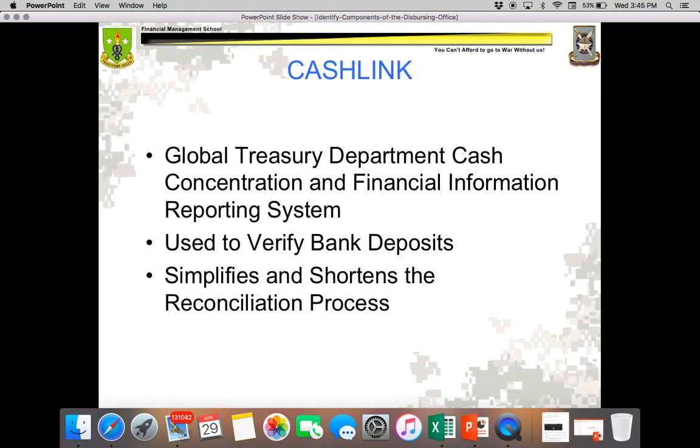CashLink is a system to verify bank deposits, and it simplifies and shortens the reconciliation process. Same way as if you make a deposit on your bank account, if you use your bank app and you want to check the next day and make sure that it cleared, that's pretty much what CashLink is going to do.